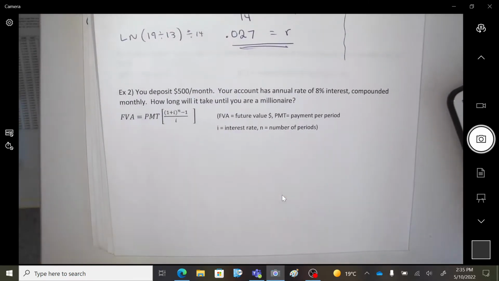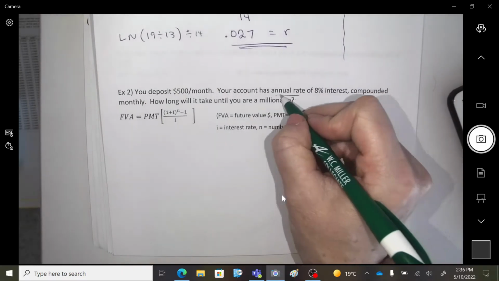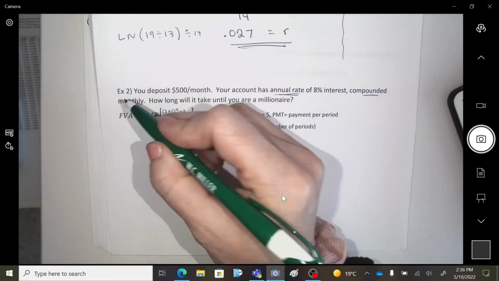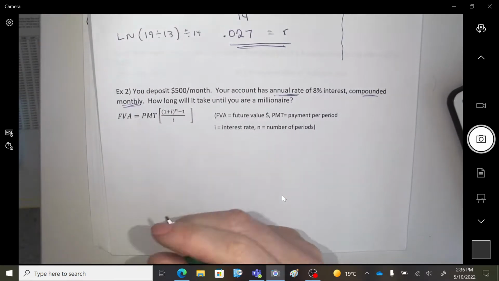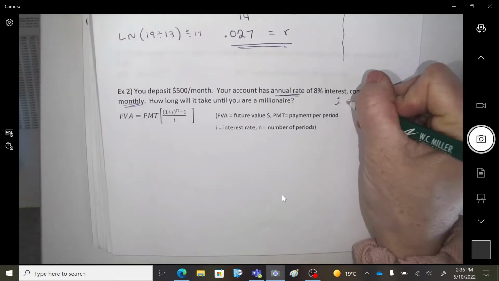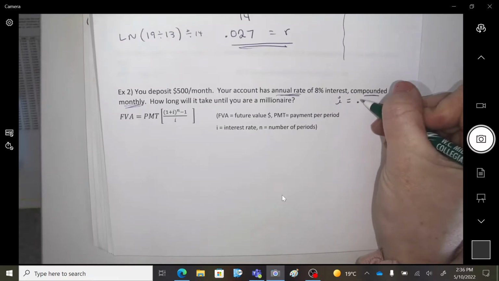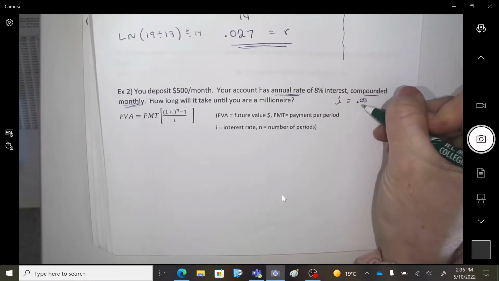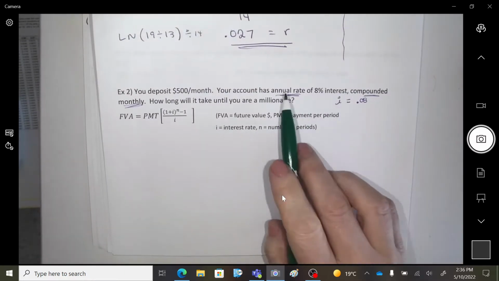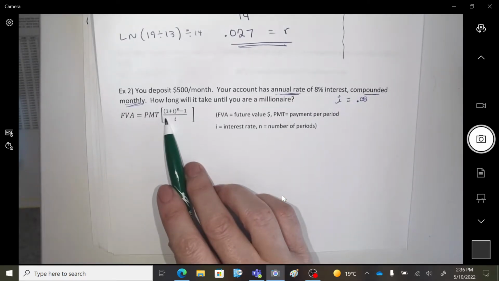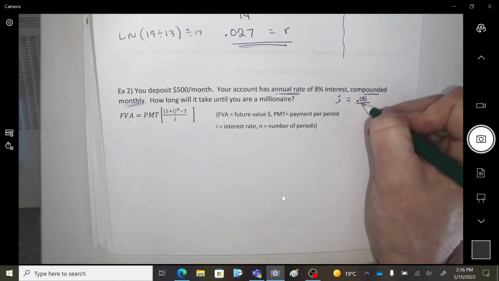You're putting $500 a month into an account. It has an annual rate of 8%, compounded monthly. So let's talk about the interest. How do you write 8% as an interest? 0.08. And that was an annual. And if you're going to compound monthly, you're going to have to divide it by 12.